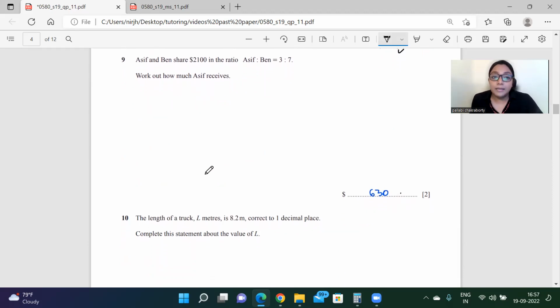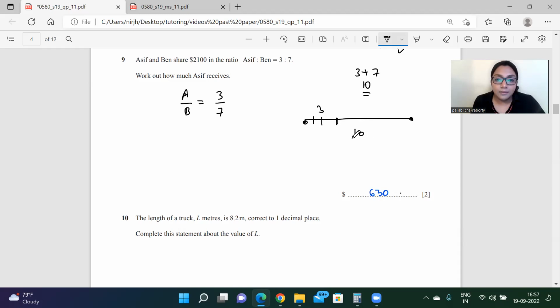So we have Asif and Ben who share $2100 in the ratio of Asif to Ben, which is given as 3 to 7. Work out how much Asif receives. So the total over here is 10, that is 3 plus 7 is 10. If the total is 10, then 3 parts out of 10 are received by Asif and the remaining 7 parts Ben receives, right?